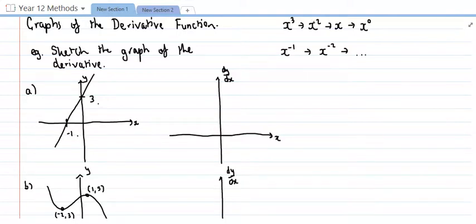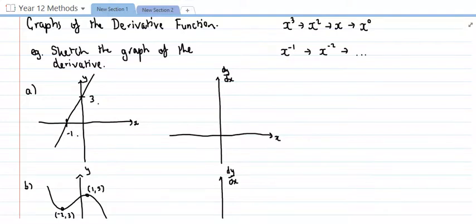So x cubed becomes x squared and x squared becomes x and x becomes just a constant, x to the 0. And likewise x to the negative 1 becomes x to the negative 2 and so on. Okay, now what this means is that if we have a cubic function to start off with, then the derivative of it should look like a quadratic. And likewise, if we have a quadratic to begin with, the derivative of it should look linear. And if we have a linear to begin with, then the derivative should be a constant.